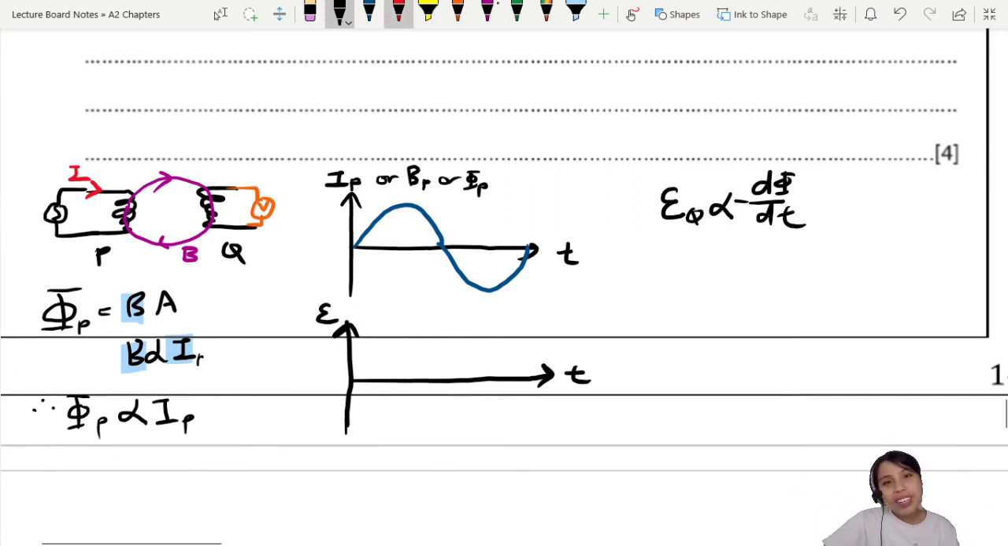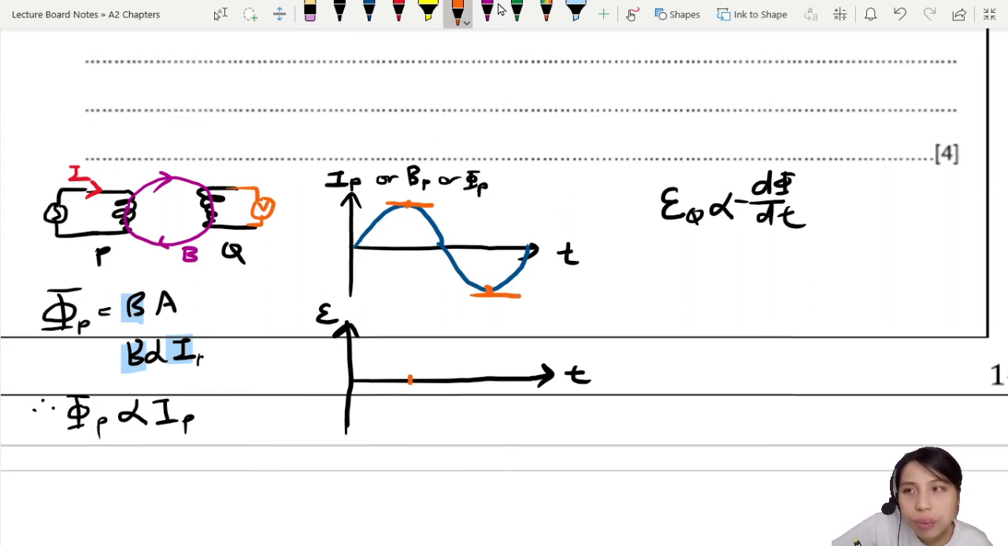So now you need to know gradient. When you see d phi dt, d something dt, rate of change, that is gradient now. So you need to find the gradient. Okay, let's find the gradient. So gradient here is 0. I'm going to put a 0 point there. Where else? Gradient here, also 0. So I'm going to put a 0 point there.